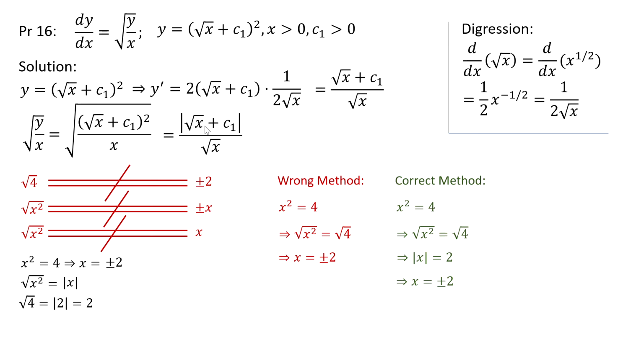What did I first do? I said this is square root of a over b, which is square root of a over square root of b. And for the top, square root of this squared thing is absolute value of that thing. Right? And that's equal to square root of x plus c1 over square root of x.